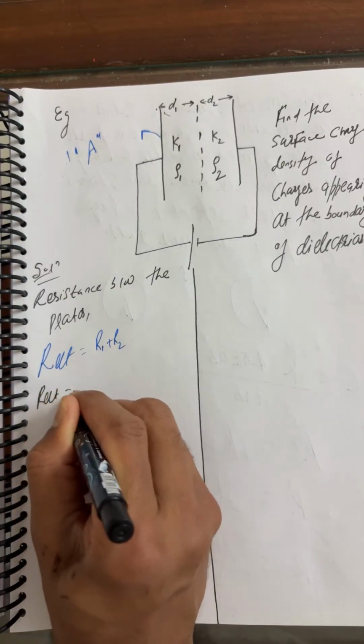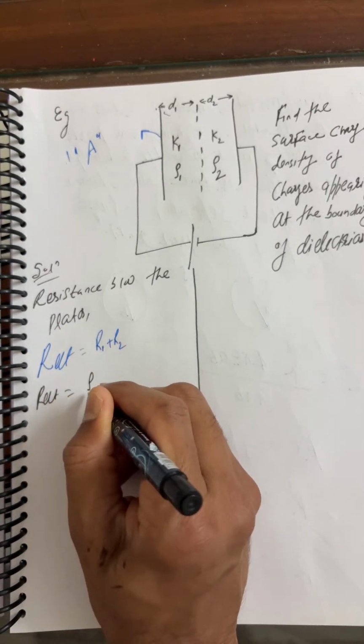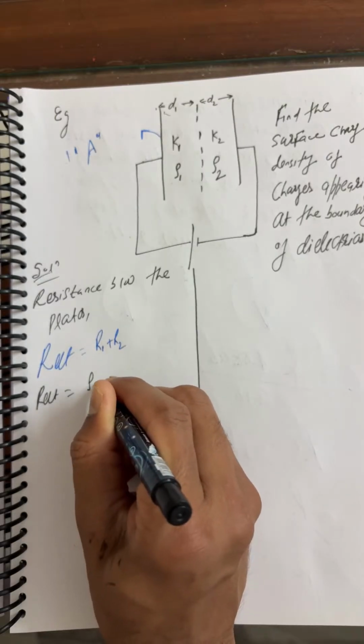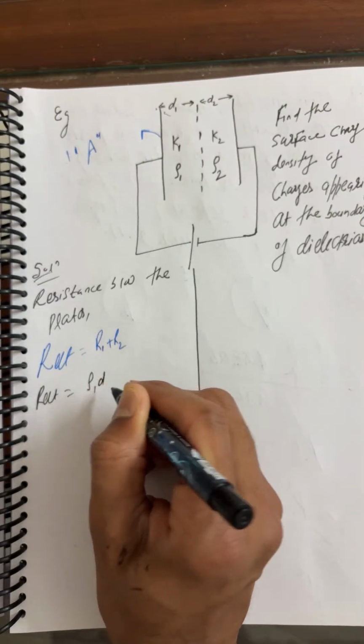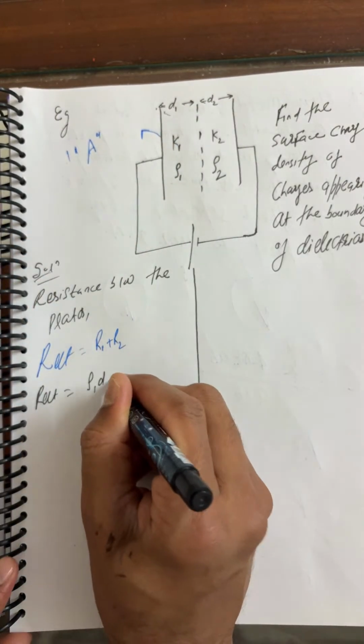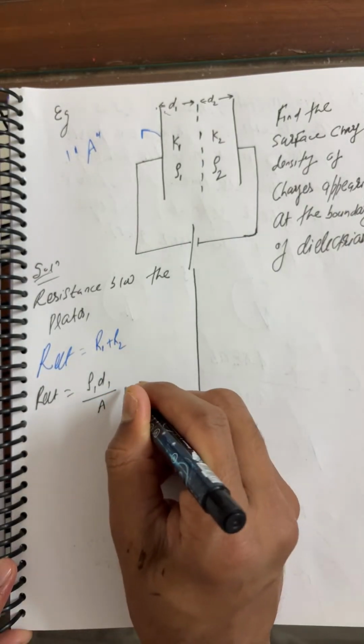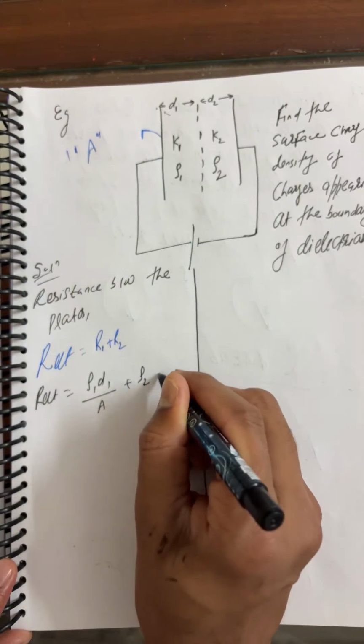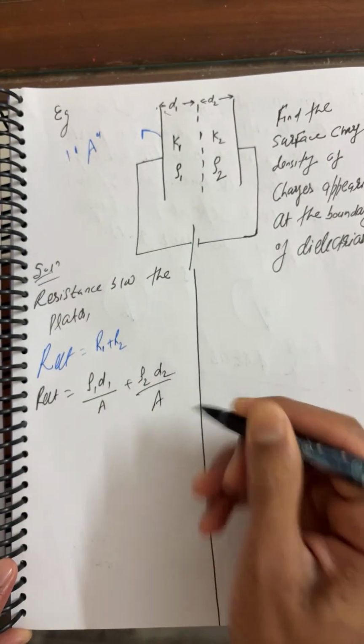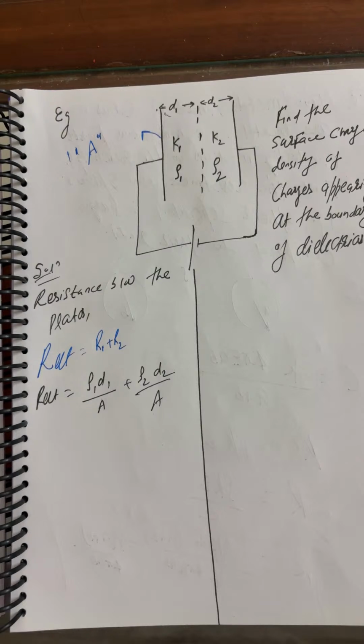So R equivalent, R1 you can say, this is rho 1 L1, that is rho 1 D1 upon A, plus rho 2 D2 upon A. Right? Okay. We have right here leakage current in the capacitor.